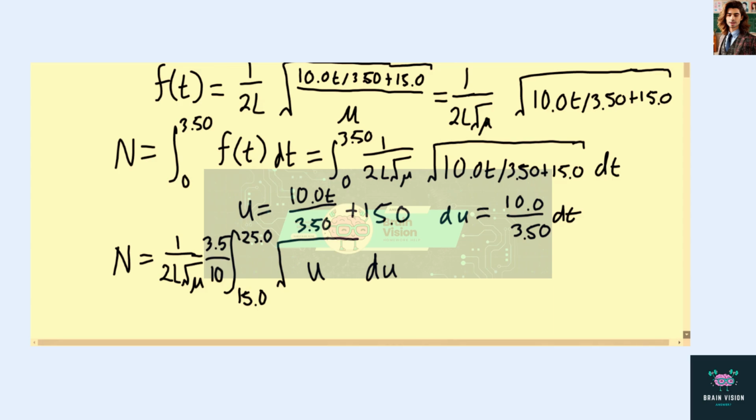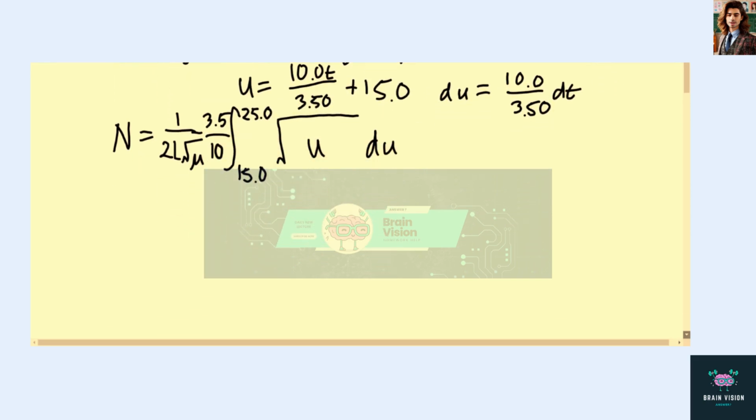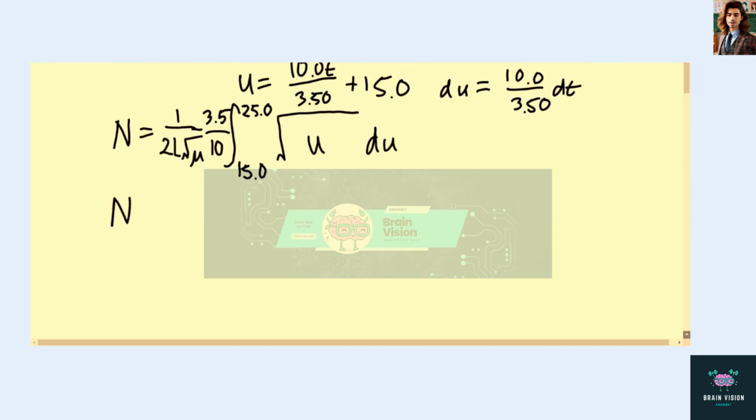And so now this is a much easier thing to deal with because integrating the square root of u is much easier than integrating what we had before. So then the integral of u is then just, well, let's scroll down because we'll probably need a little bit more space. So we have that capital N is equal to 1 over 2L square root mu times 3.5 over 10. And then we have our integral, the evaluation of our integral.